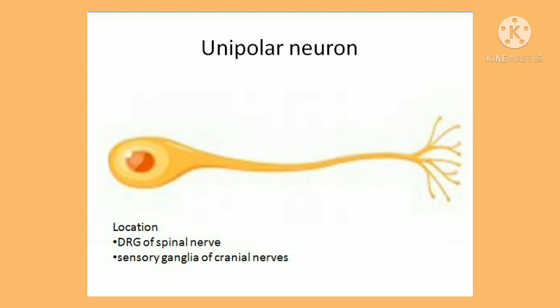The unipolar neuron has a single cell body and a single cytoplasmic extension, which is commonly present in the mesencephalic nucleus of the trigeminal nerve and also occurs during fetal life. These cells are more common in lower vertebrates. The major examples are dorsal root ganglia and sensory ganglia of cranial nerves.